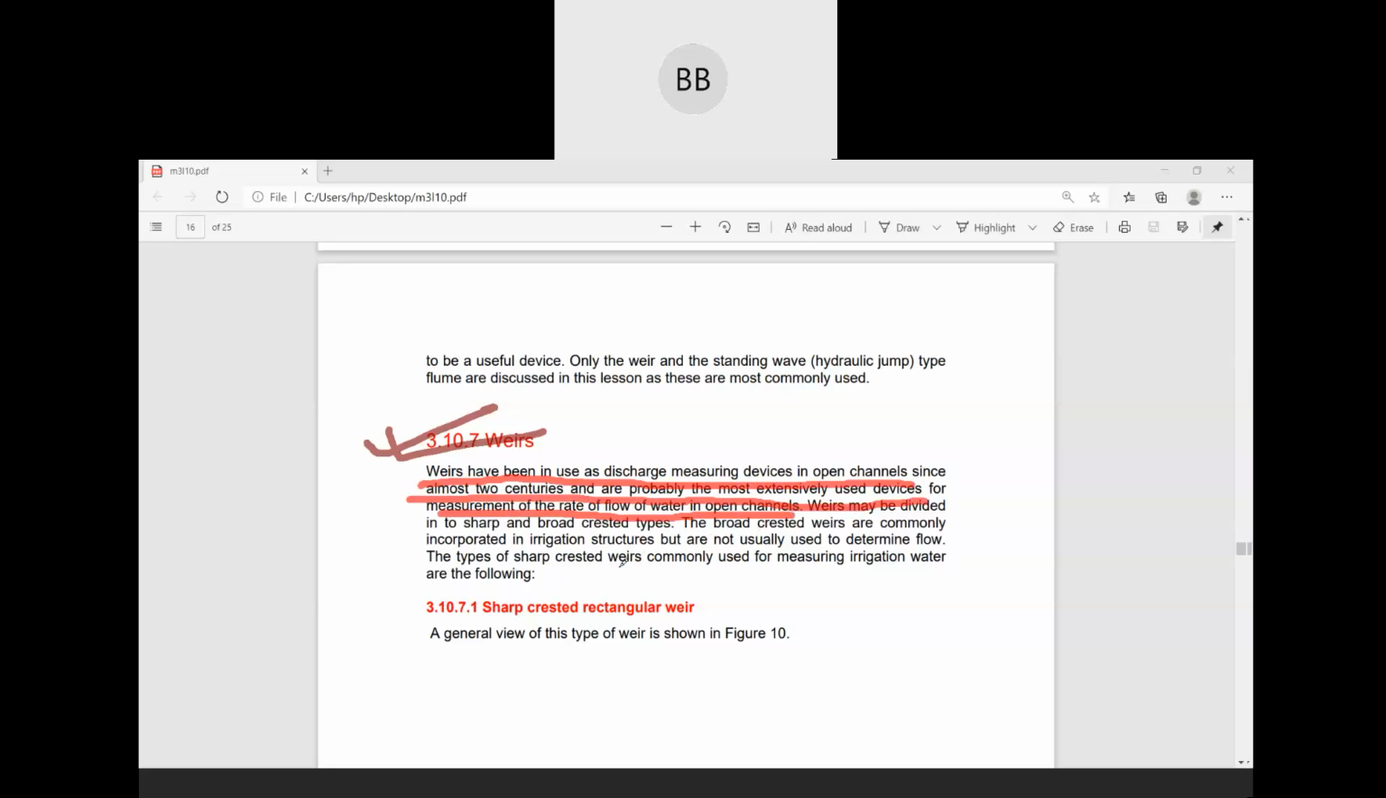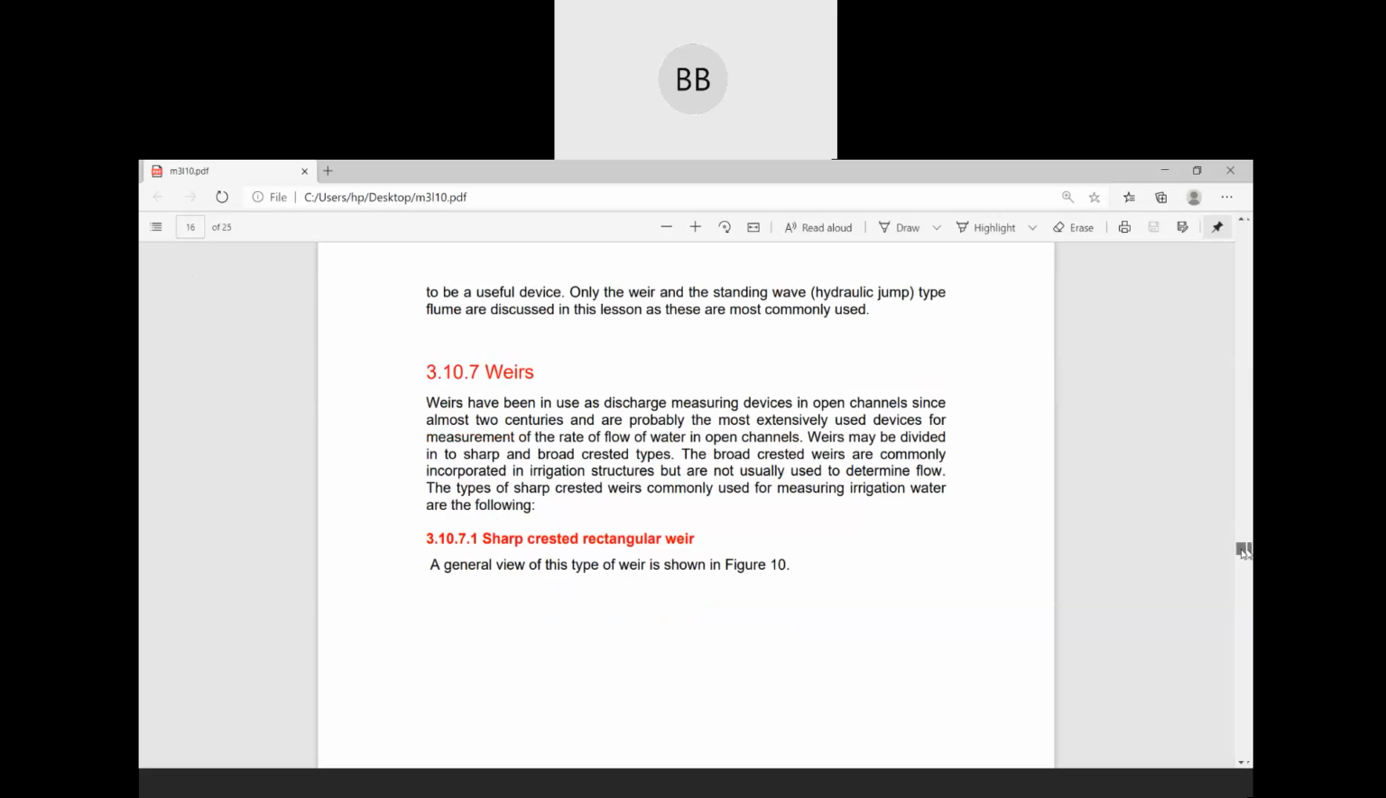So weirs are mainly of two types, one is sharp crested and one is broad crested weirs. So those two types we are going to discuss in detail. You first write down about the weirs, then we move on to the sharp crested weir.